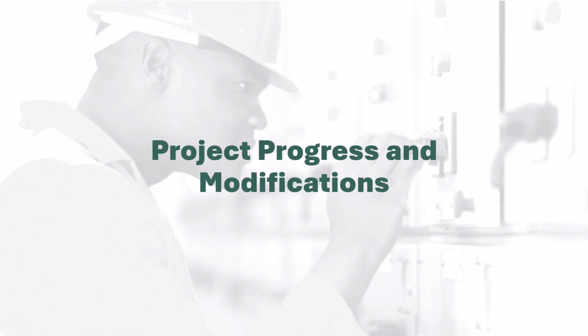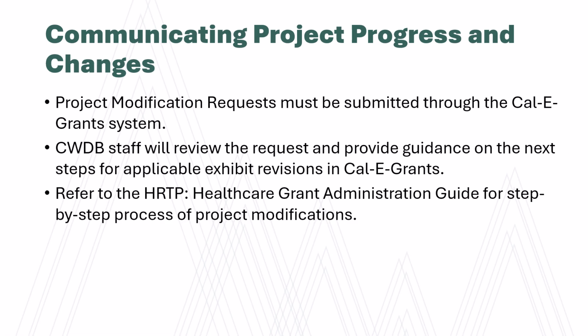Project progress and modifications. This section will briefly review the steps necessary for initiating a modification request. All modifications will be done digitally via Cal e-Grants. The fiscal agent will submit a modification request through the Cal e-Grants system for the CWDB program branch to review. When the CWDB approves a modification request, a notification will be sent to the fiscal agent requesting edits to applicable exhibits within Cal e-Grants. The CWDB will provide specific instructions and guidance on exhibit changes based on the modification requests.